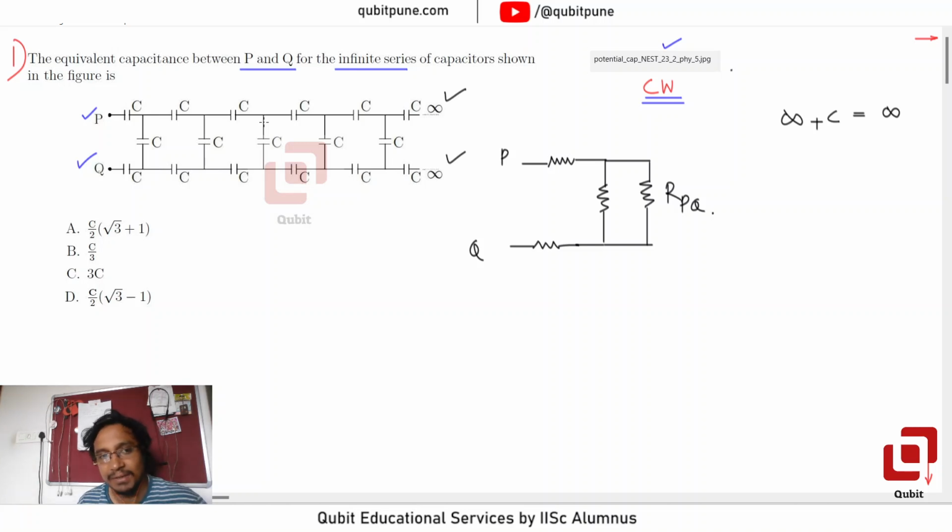Please try that. I will give you 2-3 minutes to find the answer. Remember, for capacitance, for parallel the capacitances get added, and for series we have to use the parallel resistance formula. Start and tell me the answer.